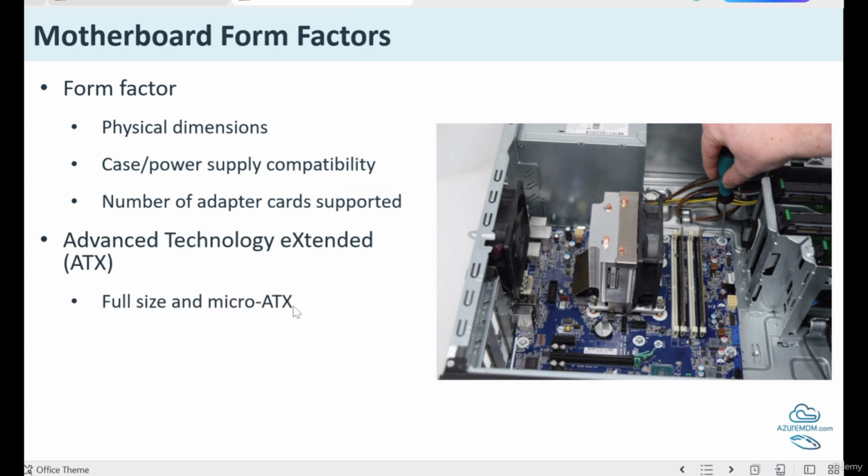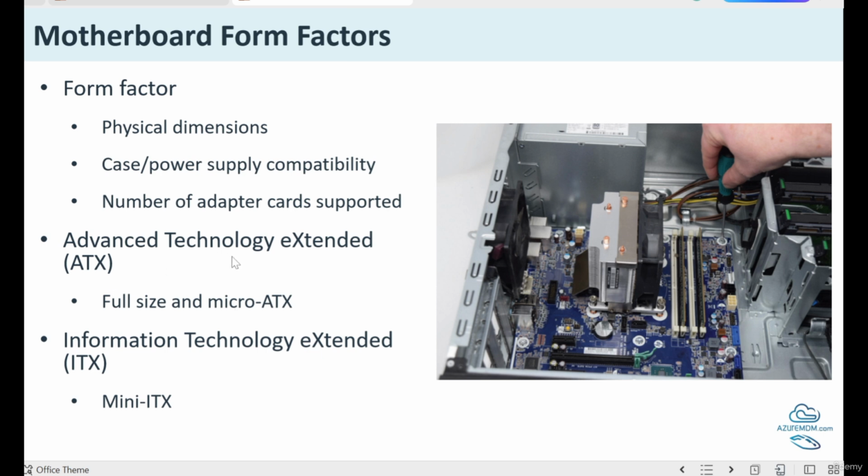Advanced Technology Extended, ATX. What is full size and micro ATX? Advanced Technology Extended ATX is the standard full size motherboard that is 12 by 9.6 inches. Best for gaming and powerful PCs.